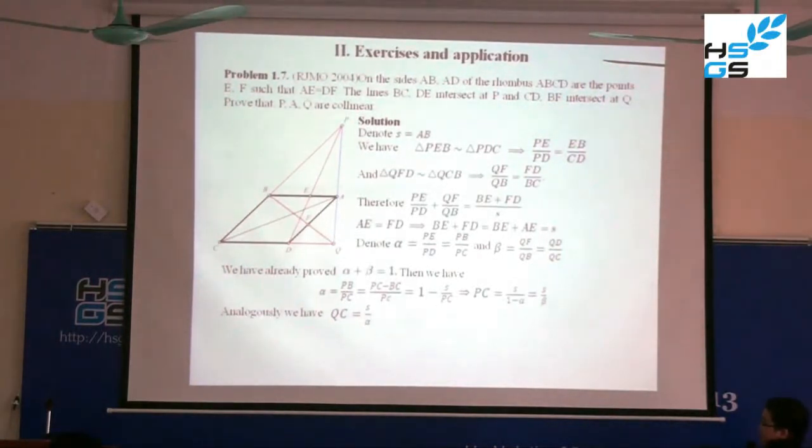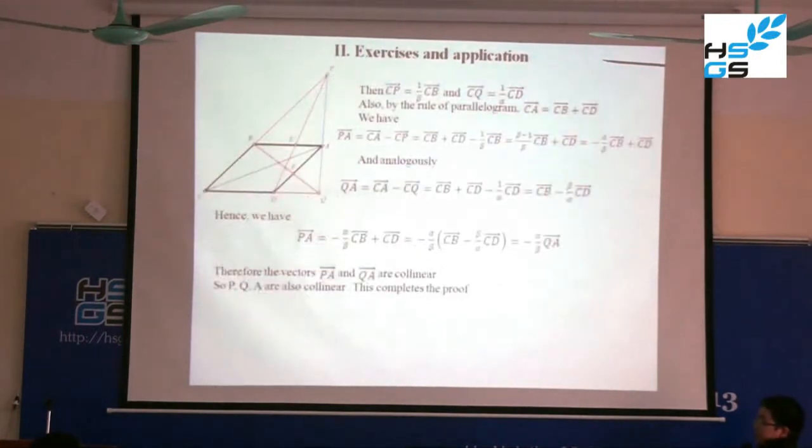We denote alpha equal to PE over PD and beta equal to QF over QB. We can easily get that alpha times beta must be equal to 1. And then by some simple transformation, as we showed above, we can prove that vector BA equals minus alpha over beta times vector QA. Therefore the vector PA and vector QA are collinear, so P, Q, A are also collinear, and this completes the proof.